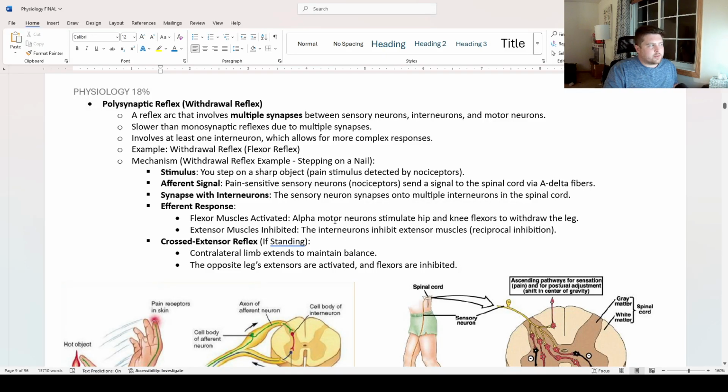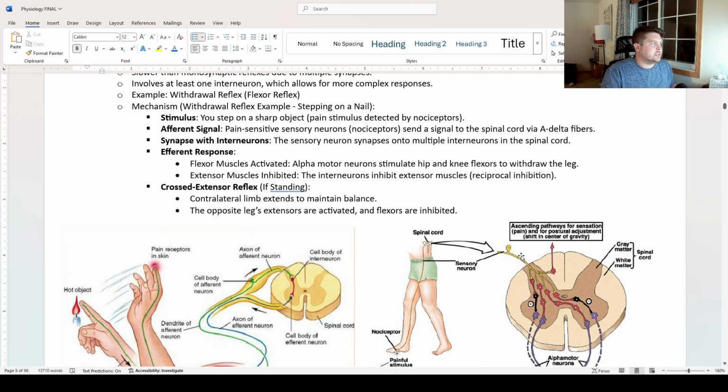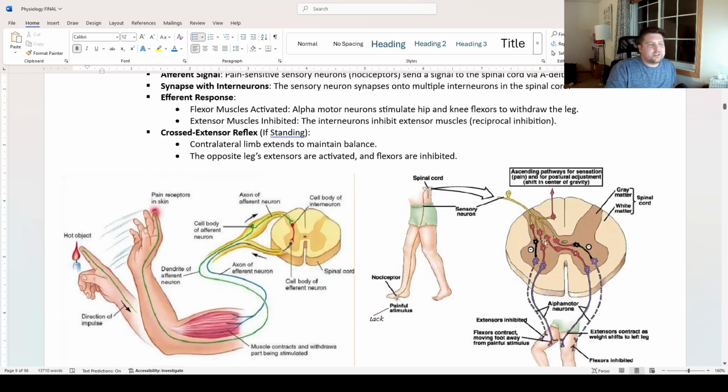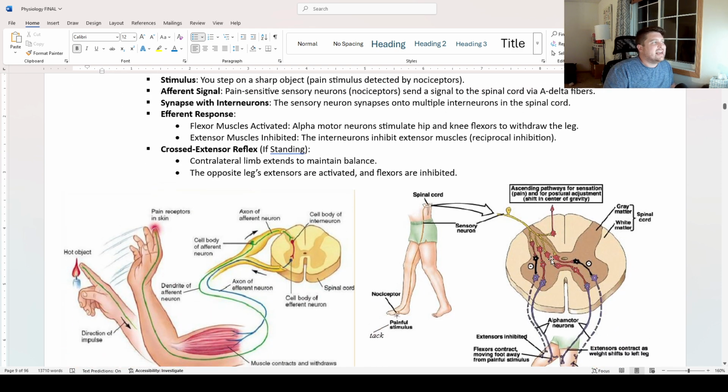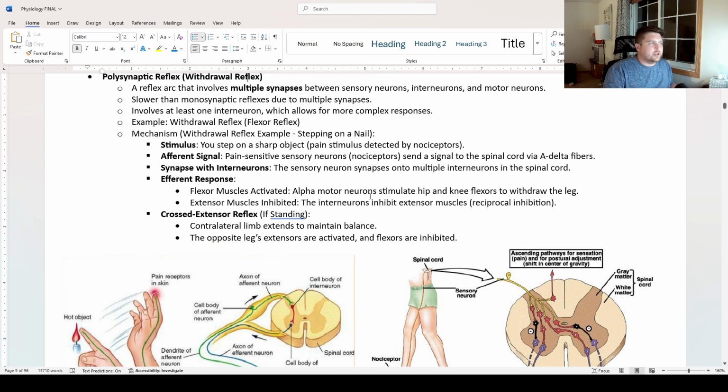Now, polysynaptic reflexes, the most common one is known as the withdrawal reflex. When we talk about polysynaptic, this means we have interneurons. We have a bunch of neurons in between, so it's connecting to a whole bunch of stuff on the inside, and so it's polysynaptic. So it involves multiple synapses between sensory neurons, interneurons, as well as motor neurons. This is slower than the monosynaptic because we have more synapses and more stuff involved. It's going to take longer for the whole message to get through and to do what we need to do. Not by much, but it's going to be a little slower.